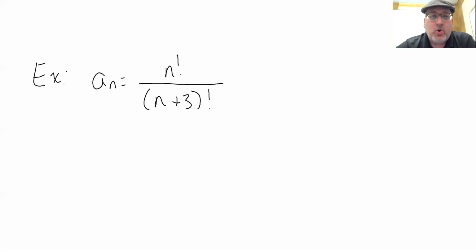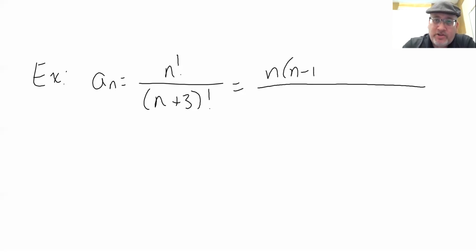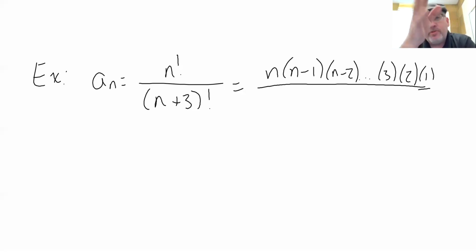All right, so if we're going to take a limit, we need to try to simplify this fraction. And to simplify it, we need to write what it actually means. For example, the numerator means n times n minus 1 times n minus 2, all the way down to 3, 2, and 1. In essence, when you evaluate a factorial, you start with the first number and then multiply by every number lower than that until you get to 1. So how would n plus 3 factorial look?